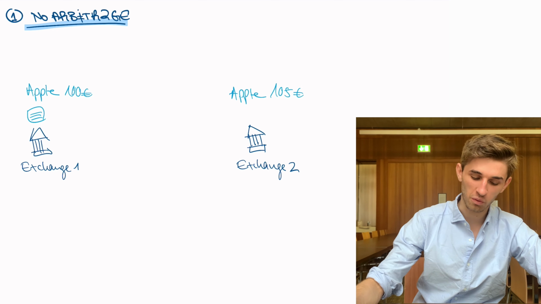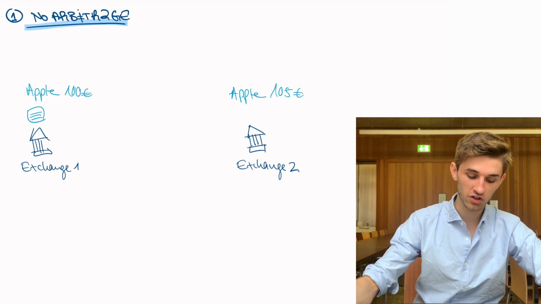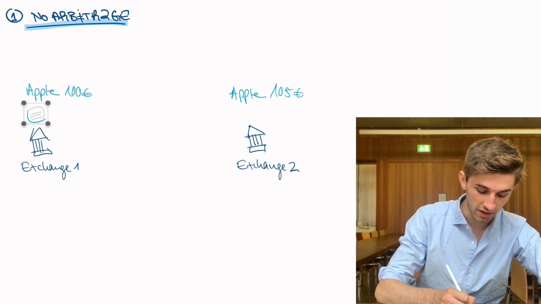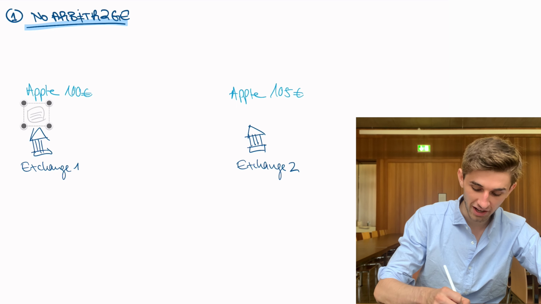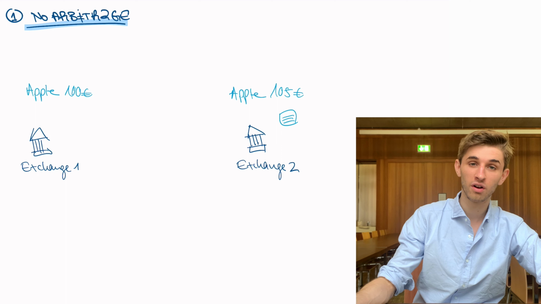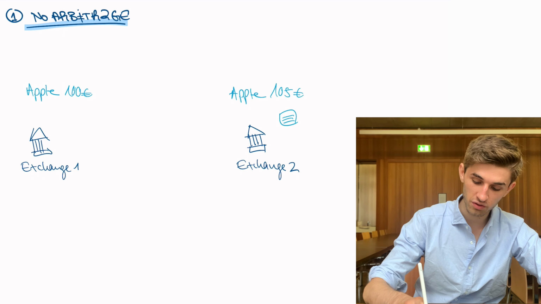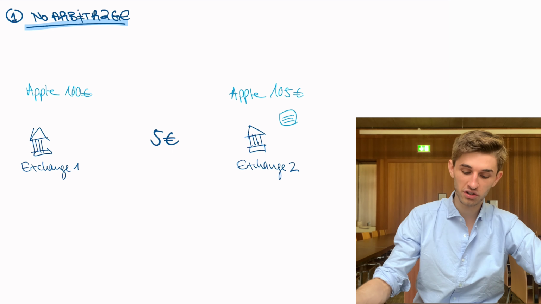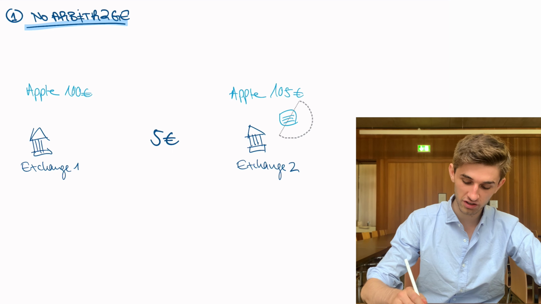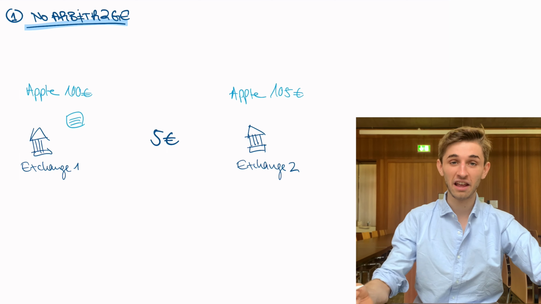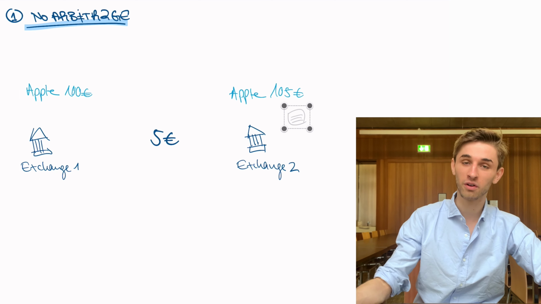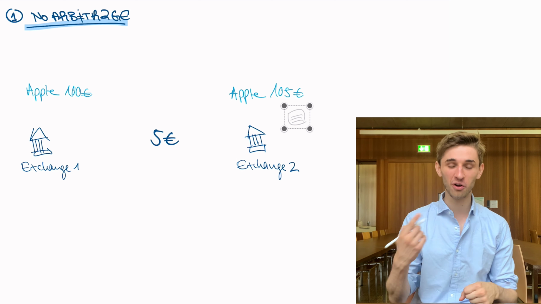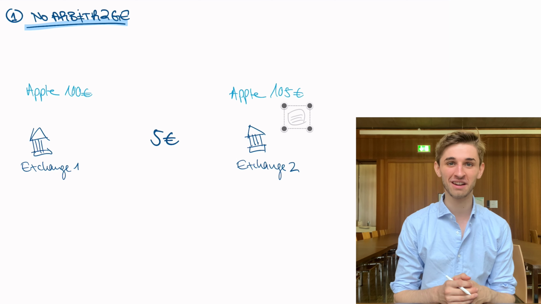So what can you do? Well, you can go to exchange 1, buy the Apple stock for 100 euros, and then go to exchange 2 and sell the Apple stock for 105 euros. With this trade, you just made 5 euros. And you can do this trade again, go to exchange 1 again, get that Apple stock and sell it for 105 at exchange 2 once again. You can do this over and over again, and you'll just be printing money.